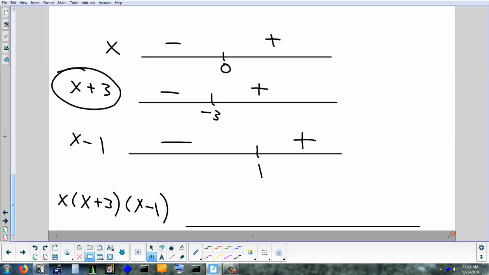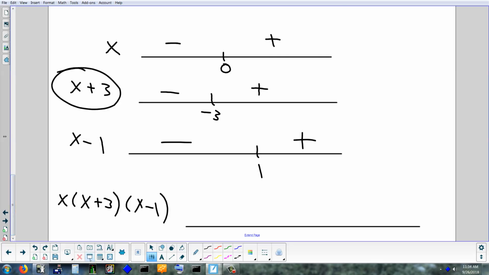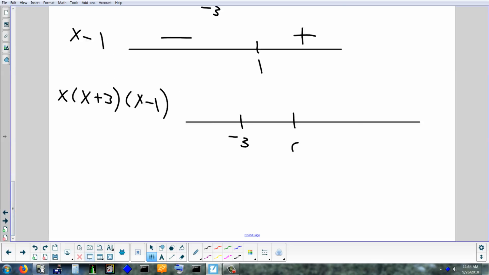So now we make our combined number line and put all 3 roots on it in order. -3, 0, 1. So in numerical order. How many sections do I have to test here? 4. And they're going to alternate, either positive, negative, positive, negative, or negative, positive, negative, positive. So technically, once you find the first one, you can just alternate. But let's find the first 2 just to make sure we didn't make a mistake, because if you find the first one wrong, then you're all messed up.